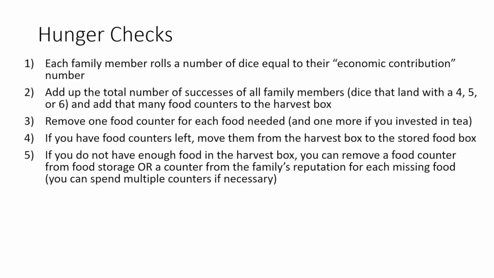If you had 8 successes, you could remove your stored food and your reputation to get 10 successes total. You'd be fine then. You wouldn't have any food left, but at least you wouldn't starve this turn. But let's say you only got 6 successes, right? So that means you're down 4 food. You can remove a food, your stored food, and the reputation, but that only leads to a total of 8. You need 2 more, right?